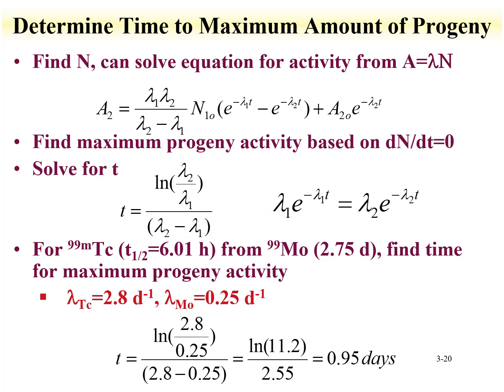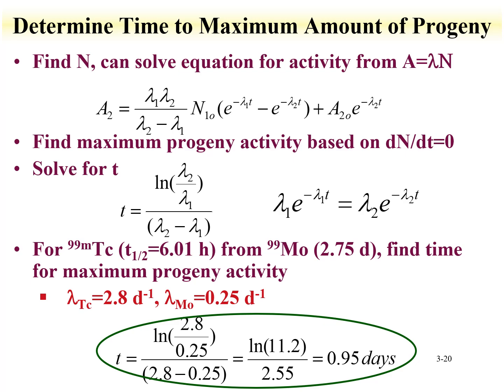We can use this equation and input data. If I have a generator, for instance, making technetium-99m, which has a 6-hour half-life, from the decay of molybdenum-99, so this is the parent and this is the progeny, find the time for the maximum progeny activity. Well, we just plug in the lambda 2, which is the technetium.